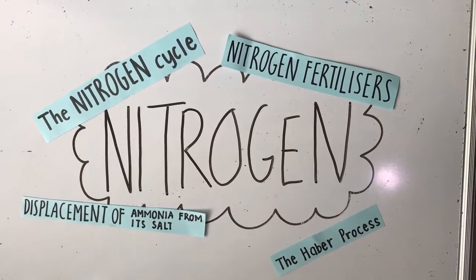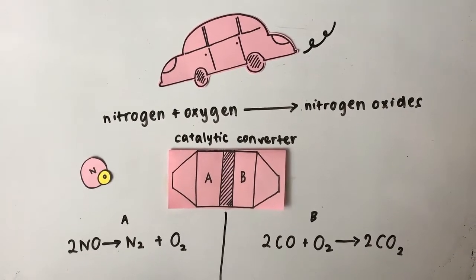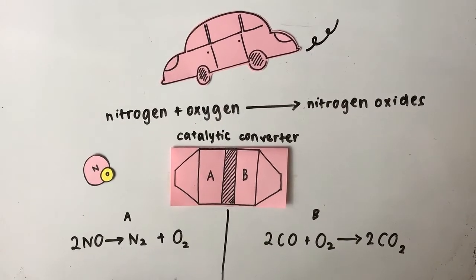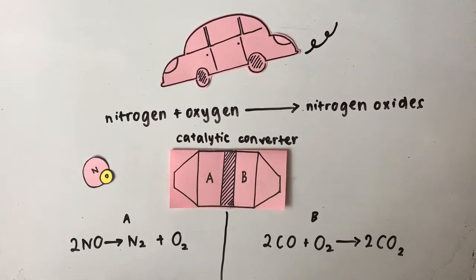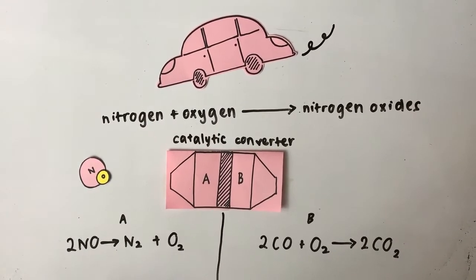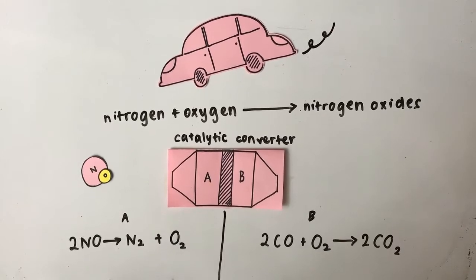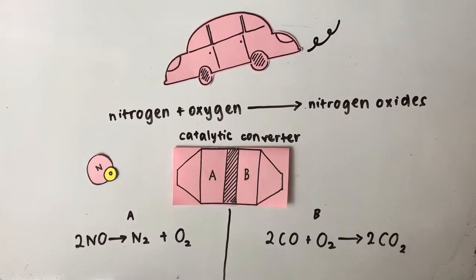nitrogen fertilizers. So now we're going to be talking about nitrogen and how it can be a pollutant. So oxides of nitrogen are actually pollutants. These oxides form due to nitrogen and oxygen reacting together inside hot car engines. Their harmful effects are that they can cause lung damage and breathing problems, and they can also form acid rain.